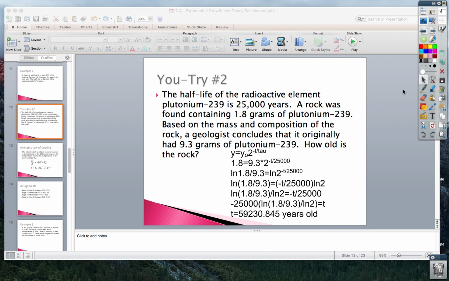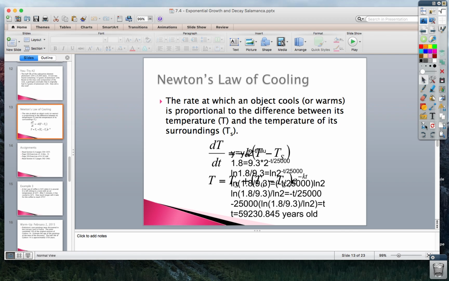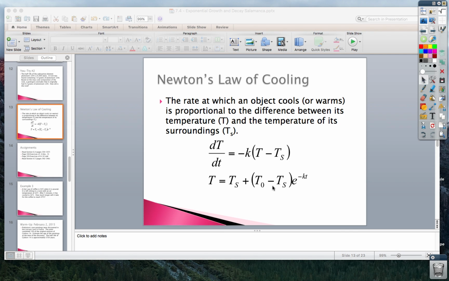So last thing I want to look at is Newton's law of cooling. Newton's law of cooling is important because it helps us, especially in forensics. It says the rate at which an object cools or warms is proportional to the difference between its temperature T and the temperature of its surroundings. So in forensics, this is how they figure out how long, for example, a body has been dead for. They look at the surrounding temperature, they look at the temperature of the body, and they're able to calculate how long this person has been deceased for.